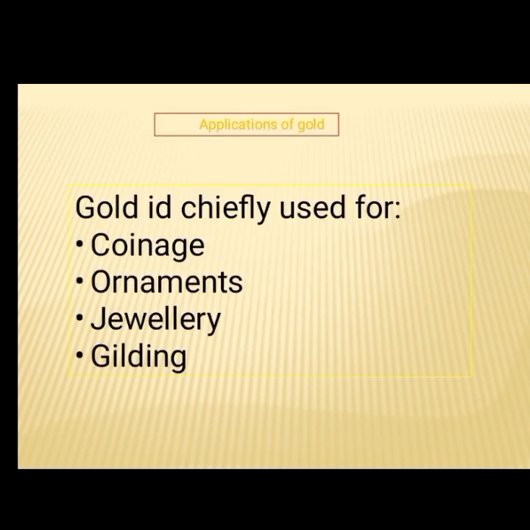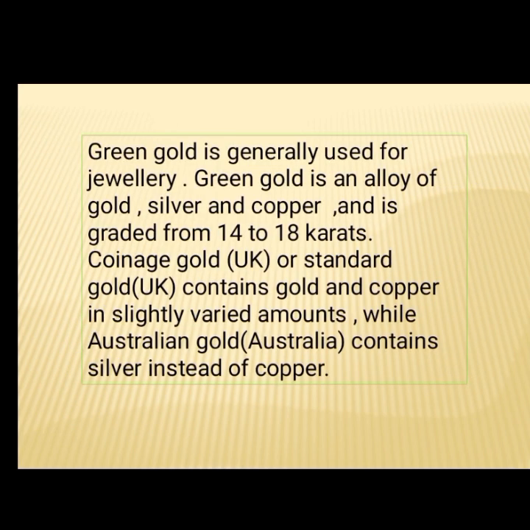The next, applications of gold. Gold is chiefly used for ornaments, jewelry, gilding. Green gold is generally used for jewelry. Green gold is an alloy of gold, silver and copper and is graded from 14 to 18 carats. Coinage gold or standard gold in the UK contains gold and copper in slightly varied amounts, while Australian gold contains silver instead of copper.